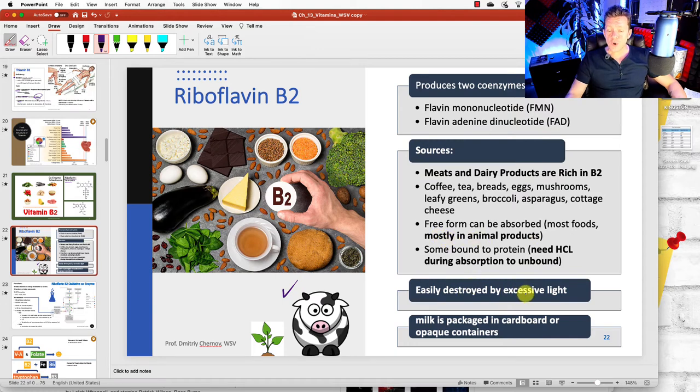Easily destroyed, so this is very important to remember. This vitamin is easily destroyed by excess light. That's why milk is in cartons or cardboard packages, where it's hidden, or in opaque plastic. Otherwise the light can penetrate through the bottle and kill this vitamin.